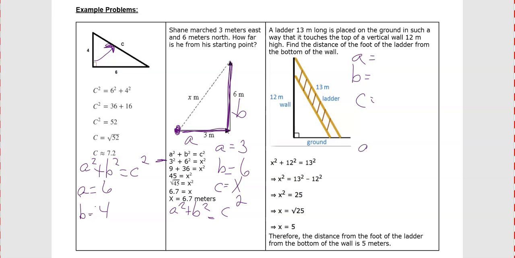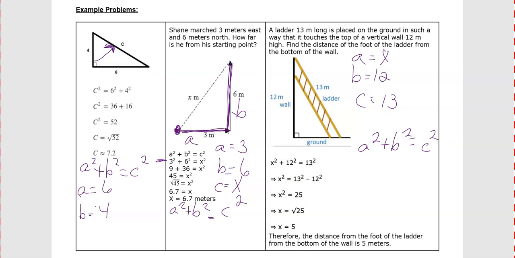But this time, instead of being given the A and the B, we were given A and C or B and C. Let's see, they went with, or sorry, B. So they're saying the A is unknown. That's the length of the ground. B is 12 and C is 13. And then they plugged those into their formula. Now they did x squared plus 12 squared equals 13 squared.